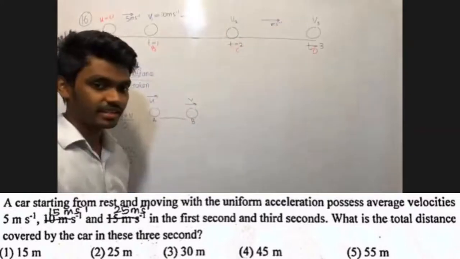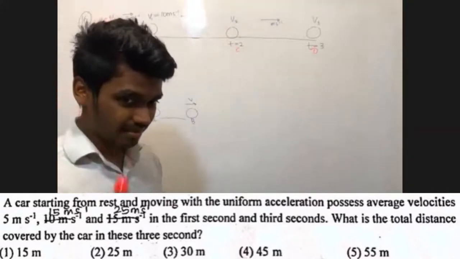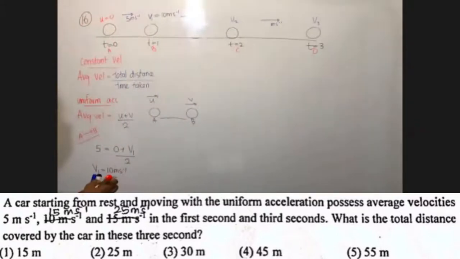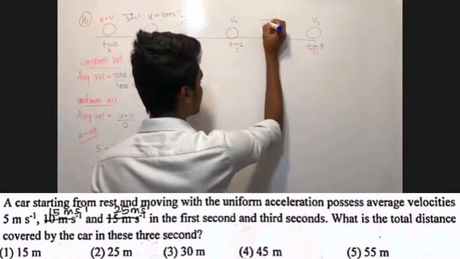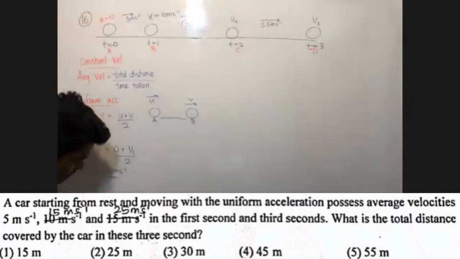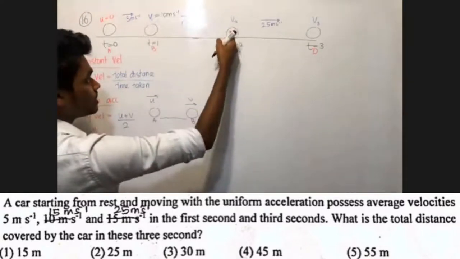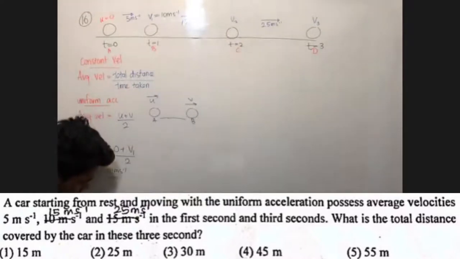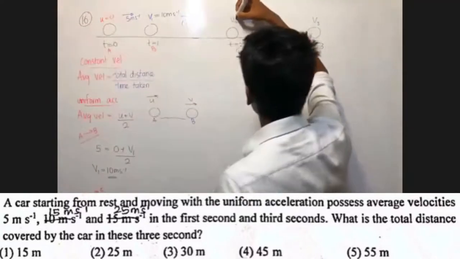I have corrected the average velocities in the tute also. Sorry, I am referring to the old tute. The tute that I sent you, I guess I have corrected it. The average velocity from A to B is 5. The average velocity from B to C is 15. The average velocity from C to D is 25. So here it should be corrected as average velocity 15. U plus V over 2 is 30. 10 plus V2, so V2 is 20 meters per second. Now we have found that one.